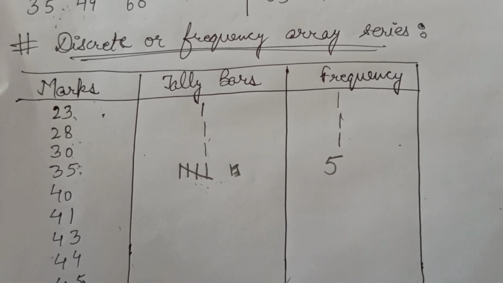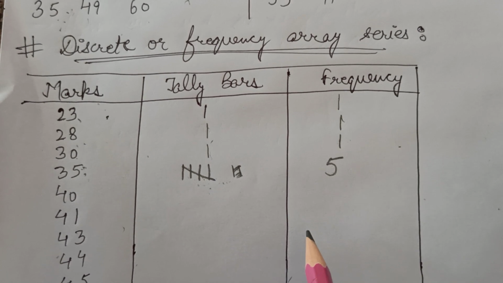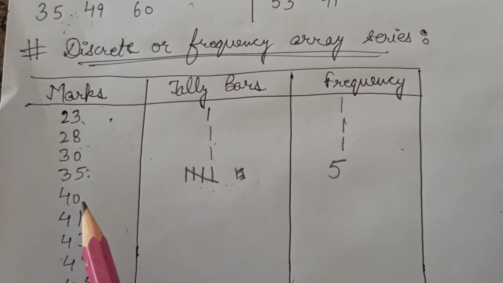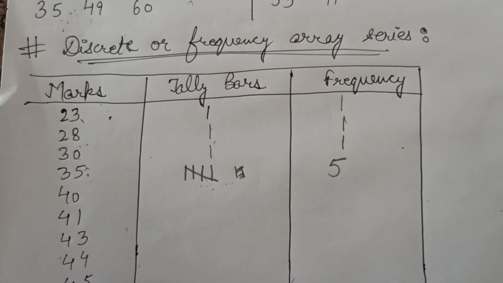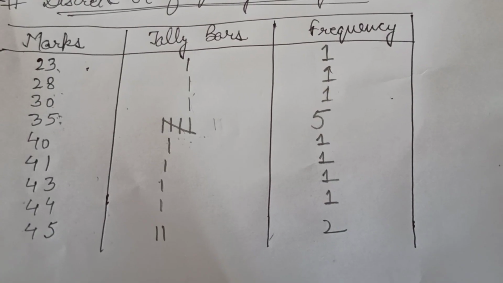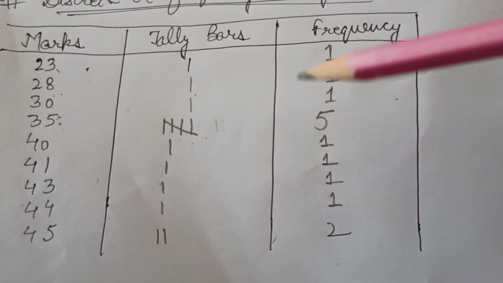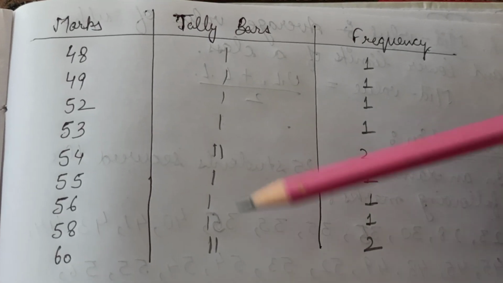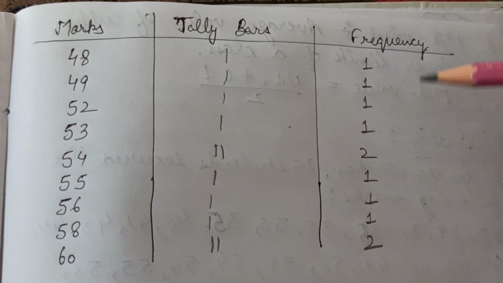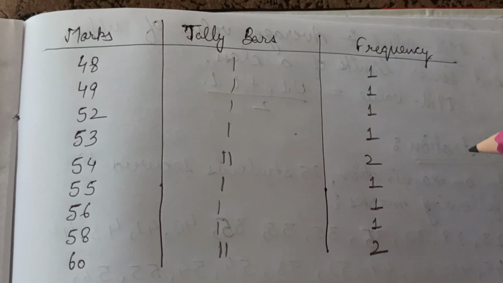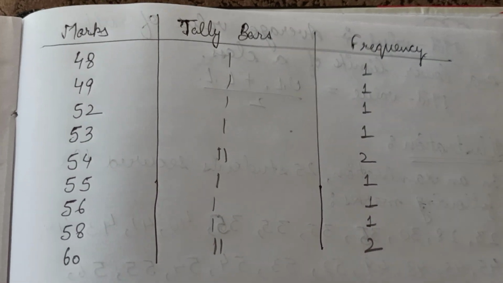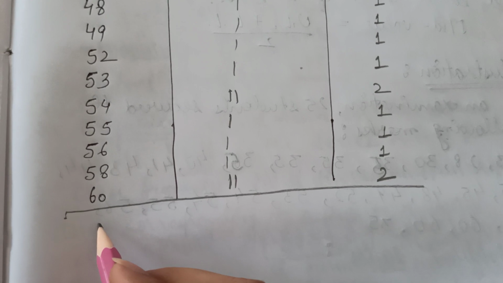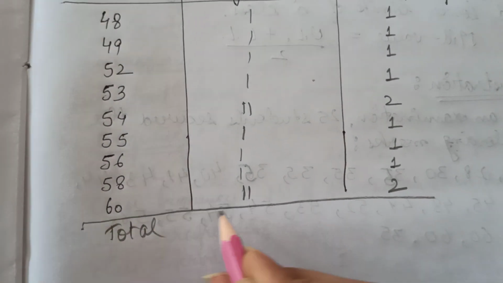Now similarly we will mark the tally bars as well as the frequency according to the number of students who have scored the particular marks given in the series. So you can see over here I have marked the tally bars as well as the frequency of the marks given. You can see all the marks have been recorded along with the tally bars and the frequencies. Now how you can check your result is by doing the total of this. What you will write over here is total.